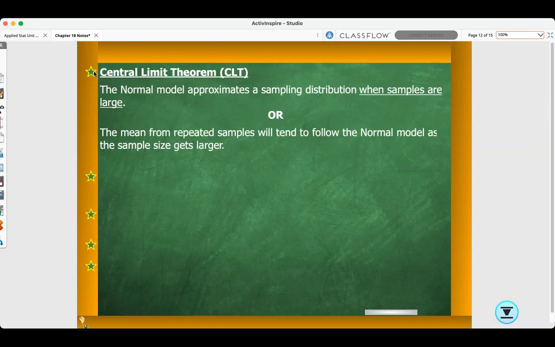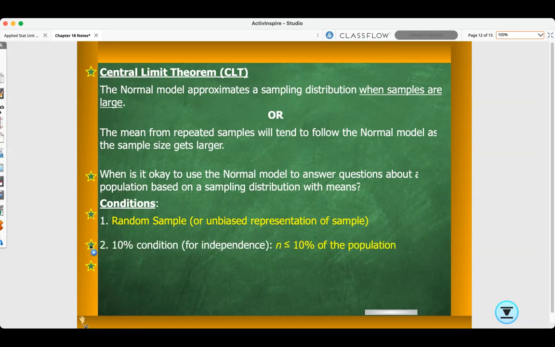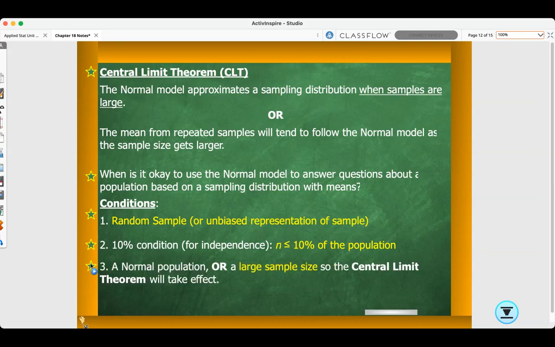The central limit theorem: the normal model approximates a sampling distribution when samples are large, or the mean for repeated samples will tend to follow the normal model as the sample size gets larger. When is it okay to use the normal model to answer questions about a population based on a sampling distribution of means? One, when our conditions are met: the random sample condition, or an unbiased representation of the sample; the 10% condition, when n is less than or equal to 10% of the population; and a normal population or large enough sample, so the central limit theorem will take effect.